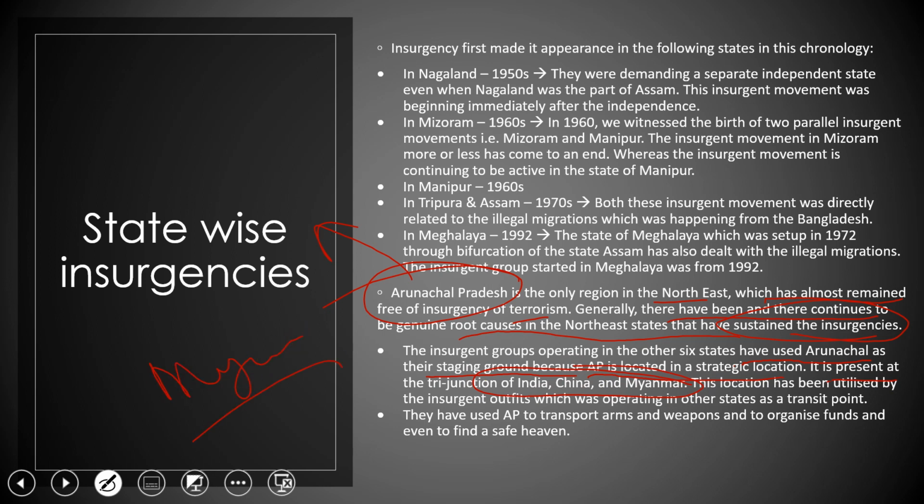So this location has been utilized by the insurgent outfits operating in other states as a transit point. What do you understand by safe haven? Many times repeating, but they give stay to those insurgent groups and terrorists to protect them from the security forces of India. Okay, so they have used Arunachal Pradesh to transport arms and weapons, to organize funds, and even to find a safe haven.